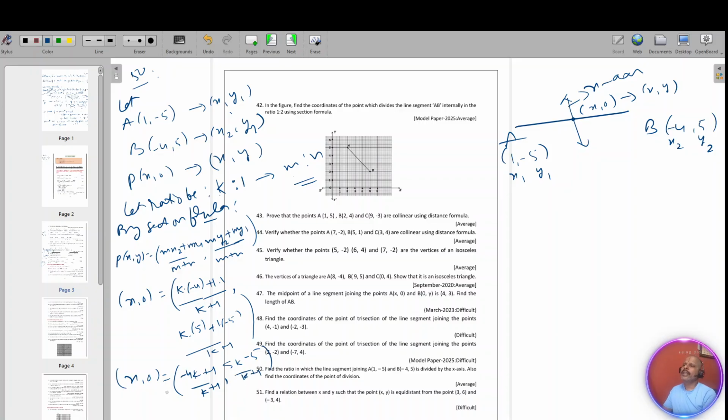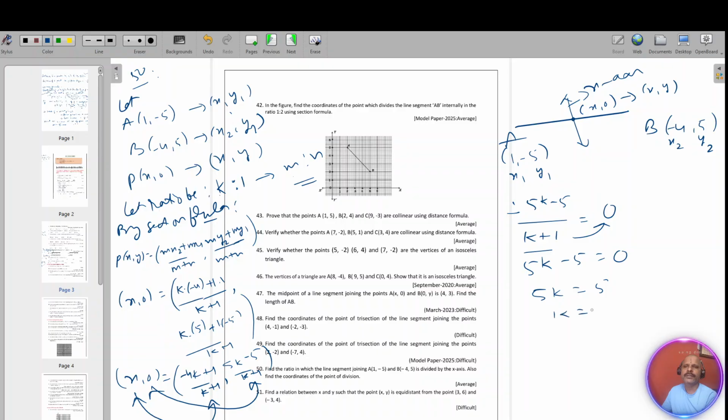In this one, if you equate these two, you are gone, because k is unknown and x is also unknown. We cannot solve that. So you always equate the values where you can find only one variable. Therefore, what we can say is (5k minus 5) by k plus 1 is equal to 0. You cross multiply: 5k minus 5 equal to 0 times (k plus 1), which is 0. Then 5k equal to 5, k equal to 5 by 5, k equal to 1.